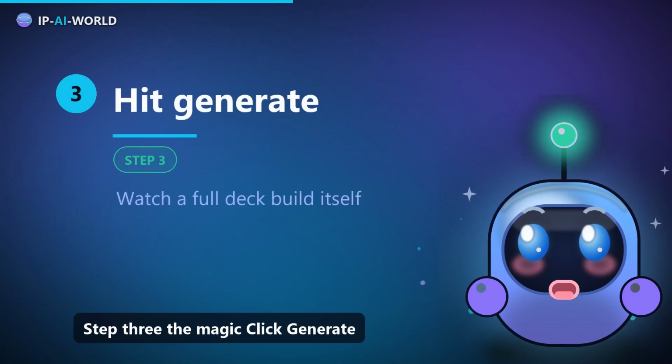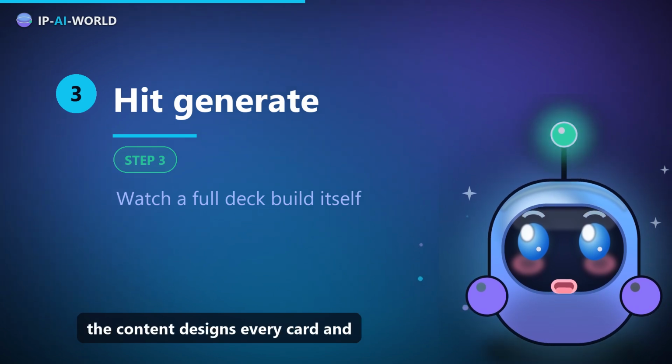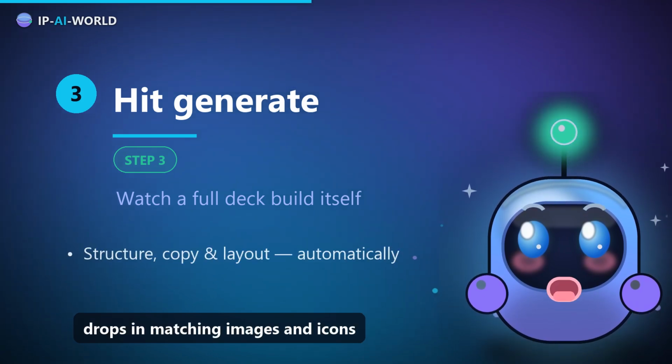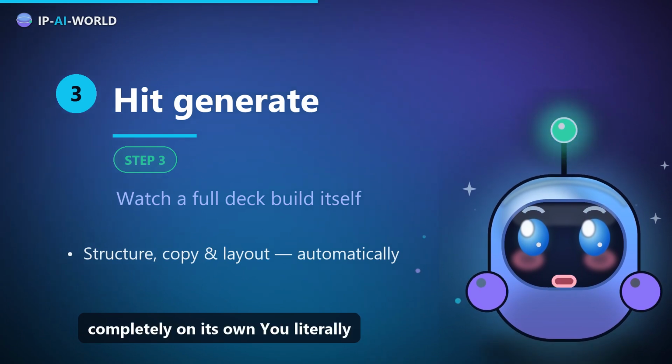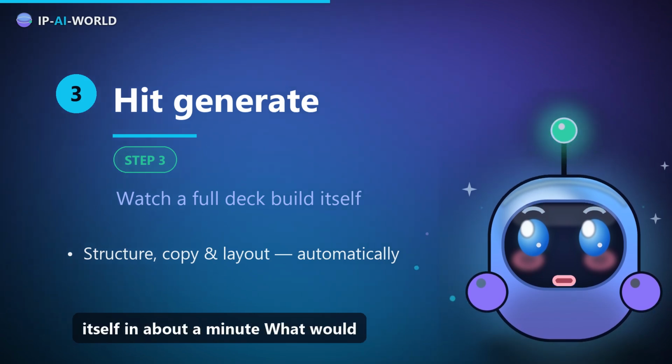Step 3. The magic. Click Generate, and Gamma writes the outline, fills in the content, designs every card, and drops in matching images and icons, completely on its own. You literally watch a finished presentation assemble itself in about a minute.